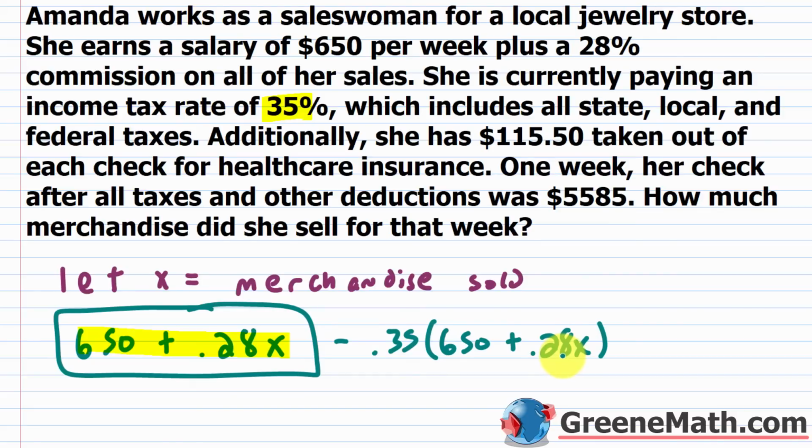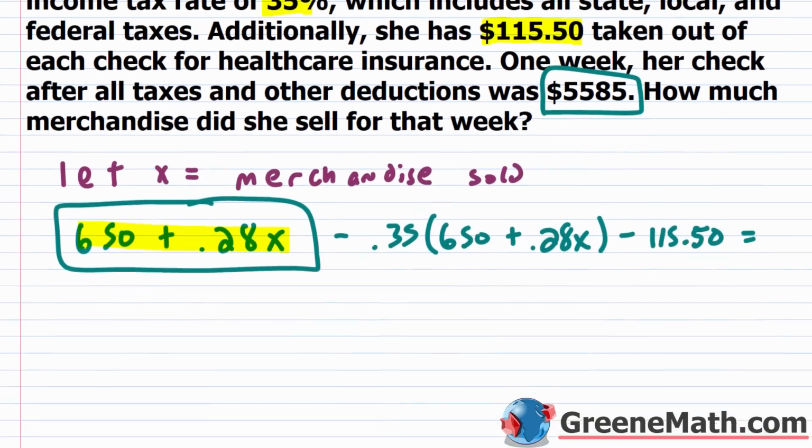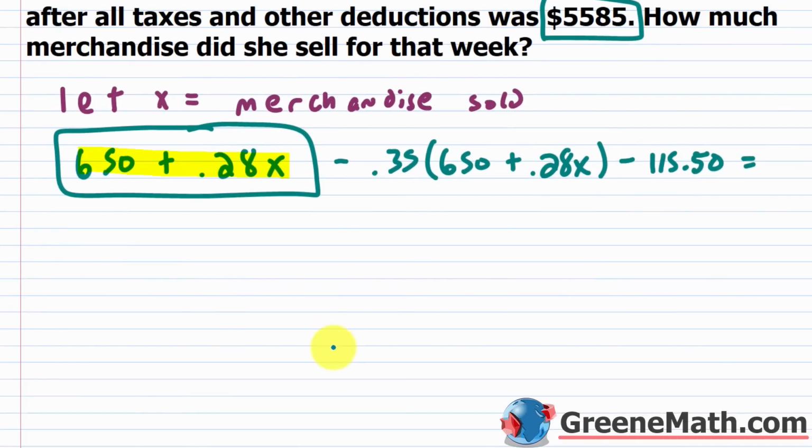And then we have something else we have to take out because she has to pay $115.50 for health insurance. So let's take that out. So minus 115.50. Now, at the end of the day, once we have this amount minus this amount minus this amount, we get her take-home pay. Again, that's $5,585. So let's put this on a different line, or maybe I could scooch things down a bit. I'll just put it down here for now, and then we will condense things as we work. All right, so I'm just going to copy the left-hand side here. So you have 650, and then plus 0.28x.